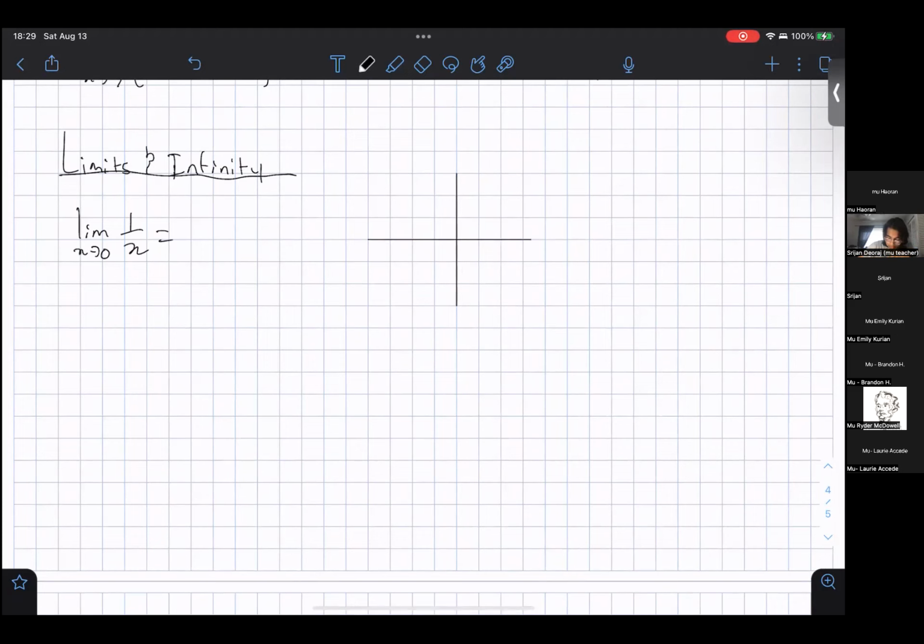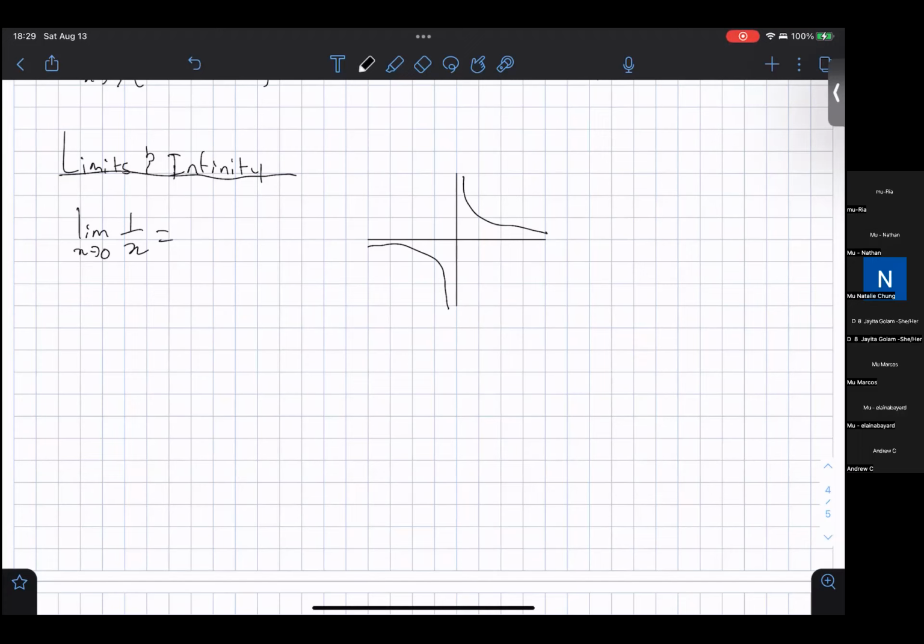The graph of that looks something like this. So does anyone have any ideas about what they think this limit is? You can just put it in the chat, or you can unmute and say something.